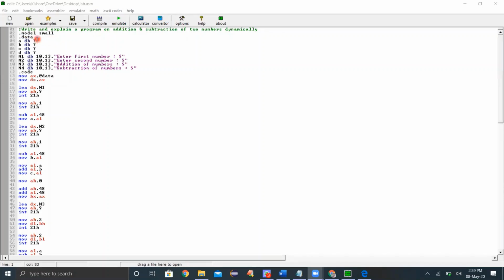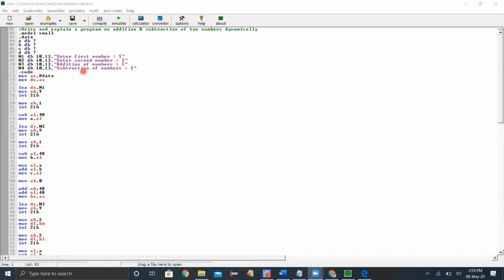Next comes the data segment. In the data segment, first we take four variables named A, B, C, D. A and B values are given by the user dynamically, C is the addition value, and D is the subtraction value. And N1, N2, N3, N4 are four variables which print on the screen: enter first number, enter second number, addition of numbers, subtraction of numbers.